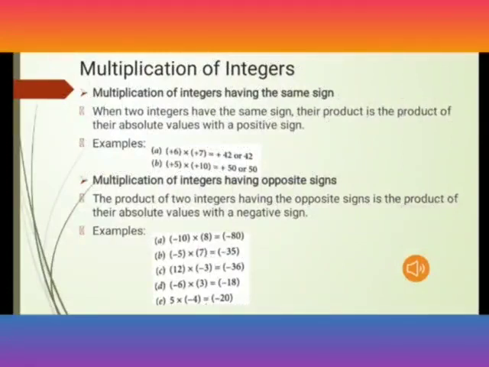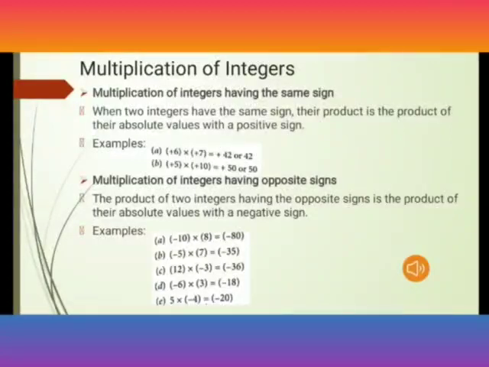Dear students, now let's discuss multiplication of integers. Multiplication of integers having the same sign. When two integers have the same sign, their product is the product of their absolute values with a positive sign.